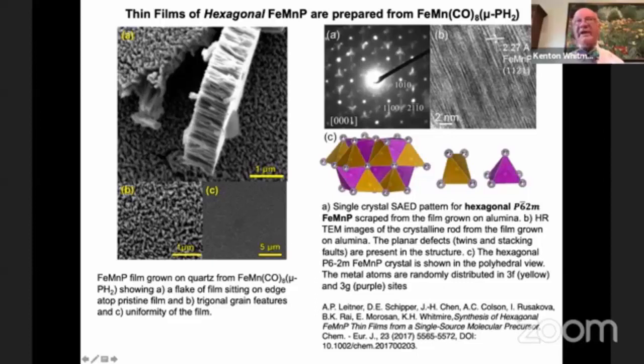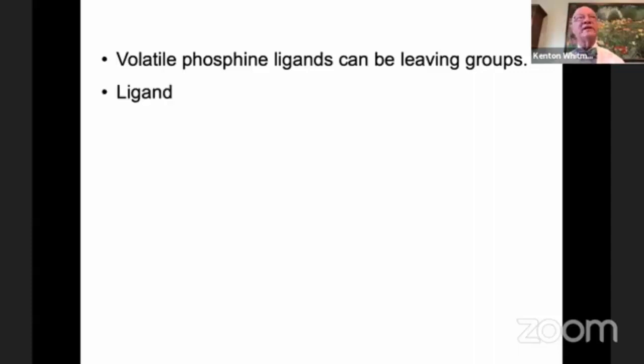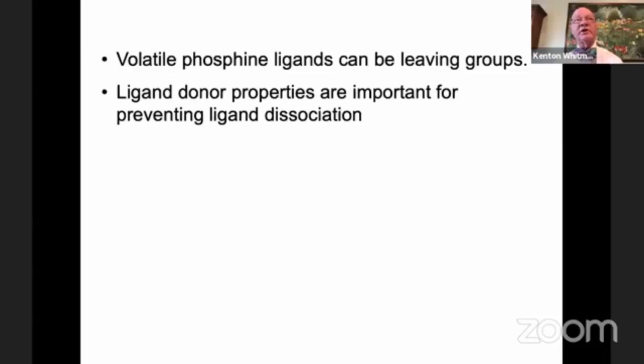Okay, so there are advantages to using these, and the lessons that we learned was that the phosphine ligands are volatile and they can serve as leaving groups. So we have to play around with the chemistry to make sure that doesn't happen. And we can do that by modifying the ligand donor properties. We can change the R groups.